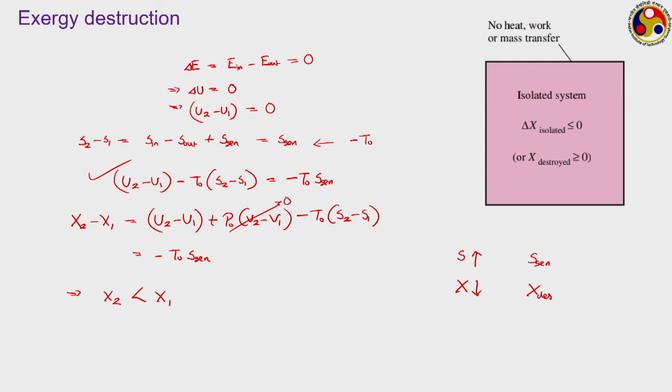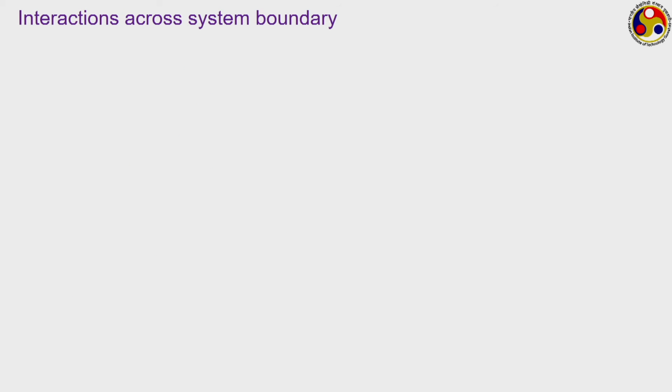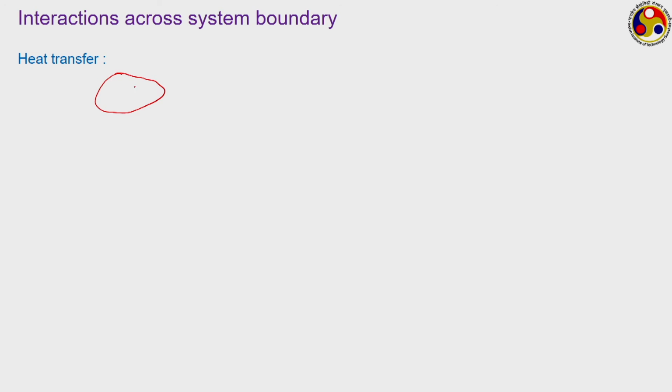So, this leads to the final concept that we had to discuss here, which is the balance of exergy of a system. Before that, let us quickly check what are the interactions a system can have across its boundary in the surrounding. We know we can have three kinds of interaction: heat, work or mass. So, first is heat transfer. Let us say this is your system and it is receiving del Q amount of heat from the surrounding.